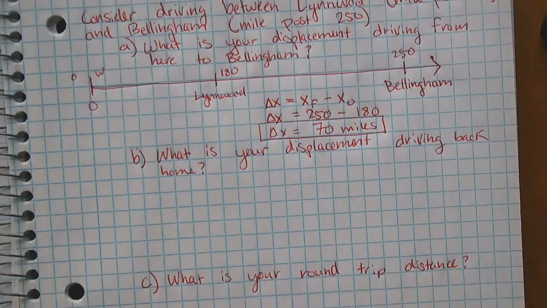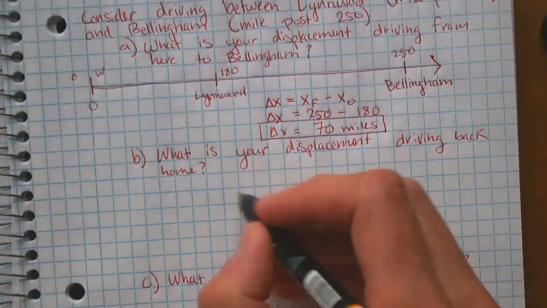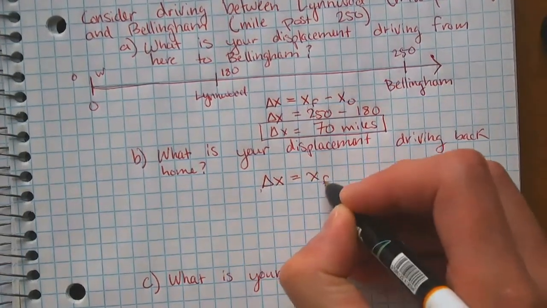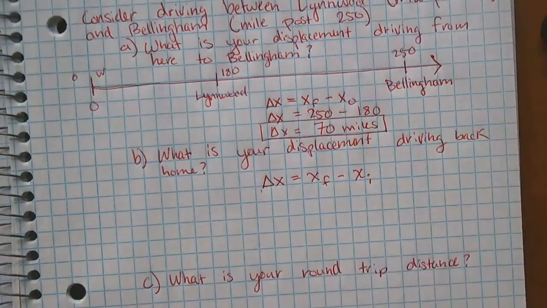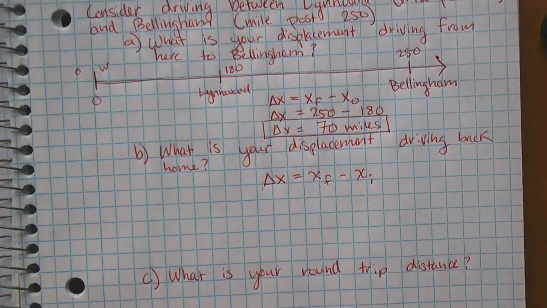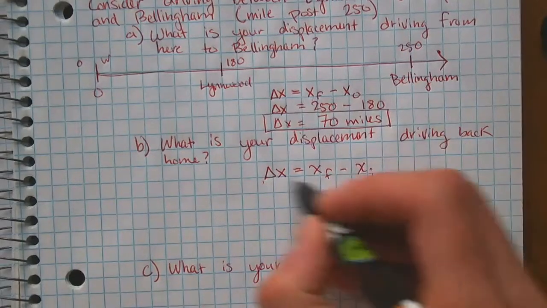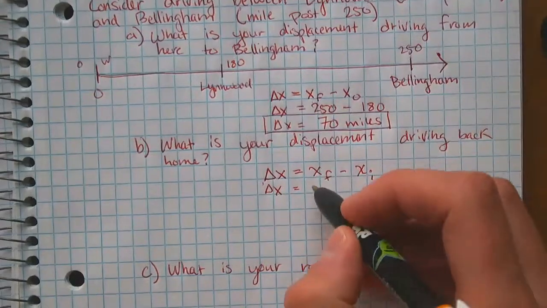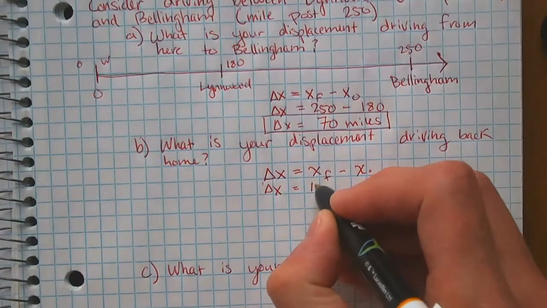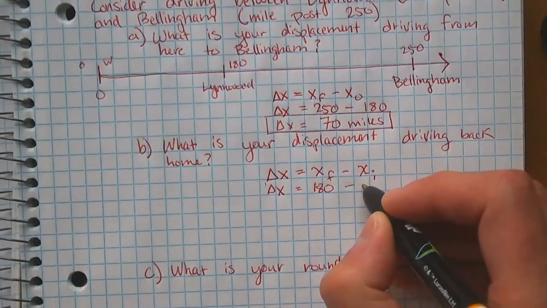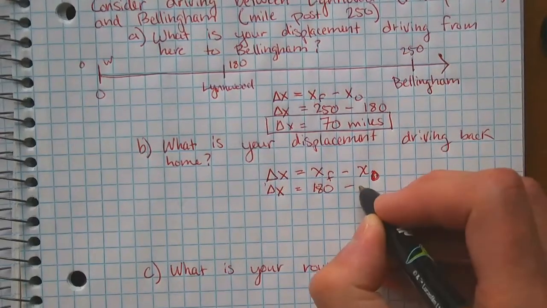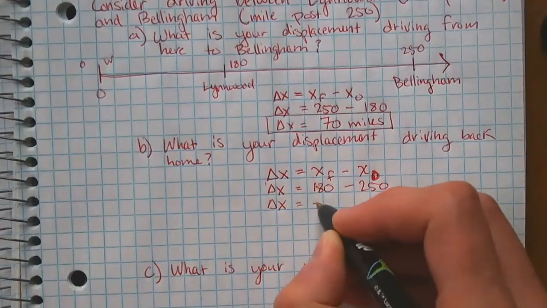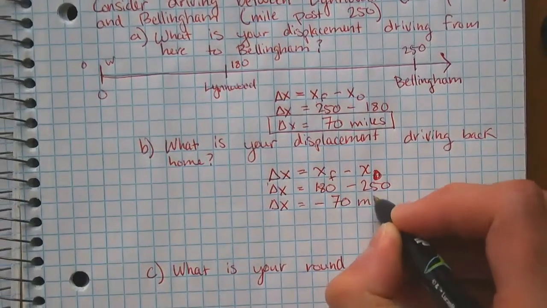So what is your displacement driving back home? We're going to basically do the same thing. Delta x is final minus initial. However, in this case, we started at Bellingham and we went to Linwood. Our final position was Linwood, 180, and our starting position was Bellingham, so 250. And so in this case, our displacement would be negative 70 miles.